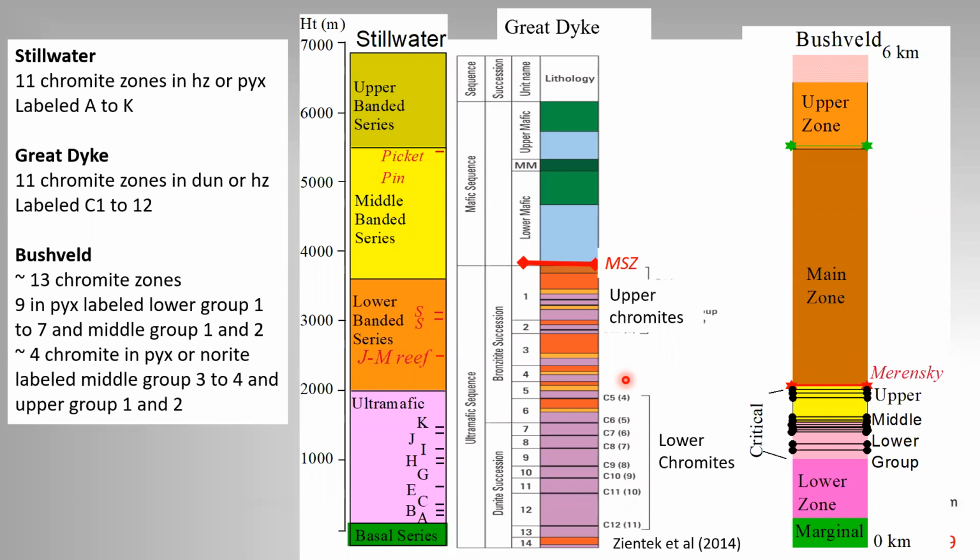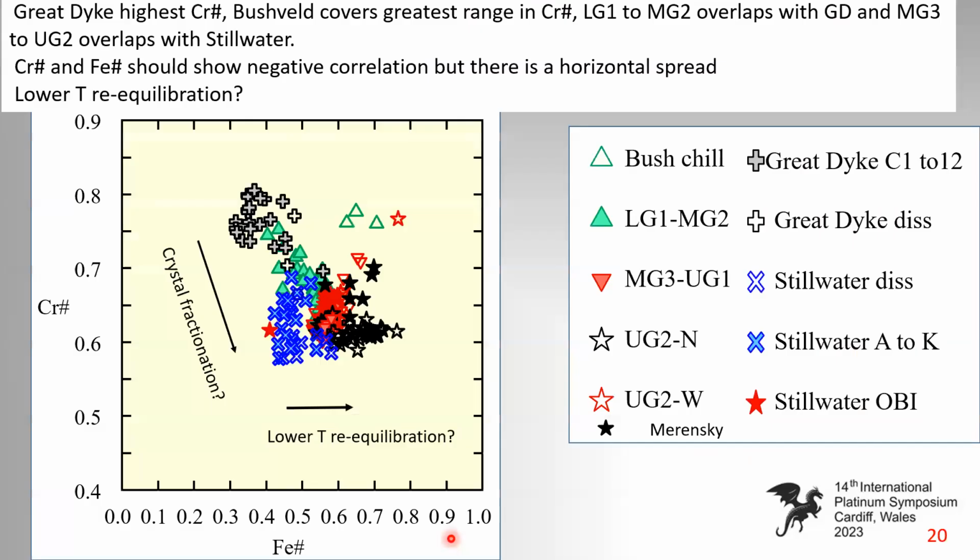Okay, I'm not going to dwell on that, just say that we have these massive layers in the lower parts of the intrusion. So the Great Dyke has the highest chrome numbers. That's the crosses here. Stillwater is all the blue crosses here, which tend to have the lower chromite numbers. And the Bushveld starts close to the Great Dyke and goes all the way down here. That's the lower critical zone, upper critical zone, and here is the UG2 from the north. Marinsky is displaced over here.